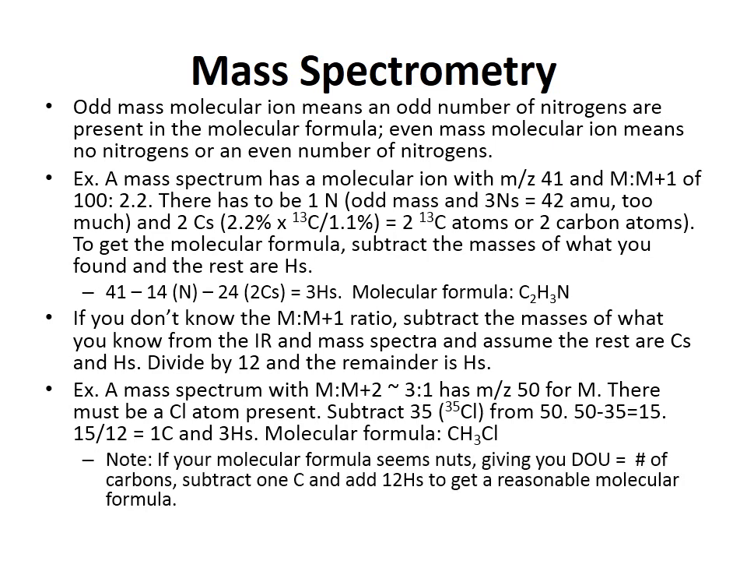Note, if your molecular formula seems nuts, this doesn't make any sense, because it gives you a DOU which is the same as the number of carbons in your molecular formula. Subtract 1 carbon and add 12 hydrogens to get a reasonable molecular formula. For example, C7H2 has a DOU of 7. That's pretty crazy. So instead, we write C6H14. We took away one of the carbons and we added 12 hydrogens. Now we have something with a DOU of 0.